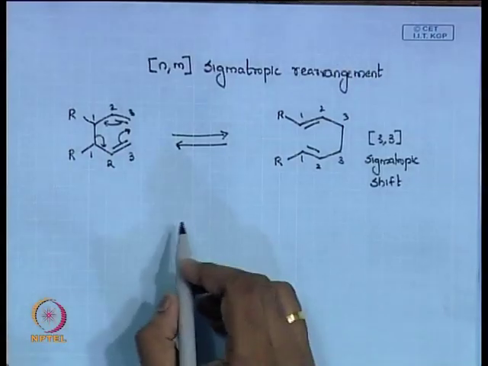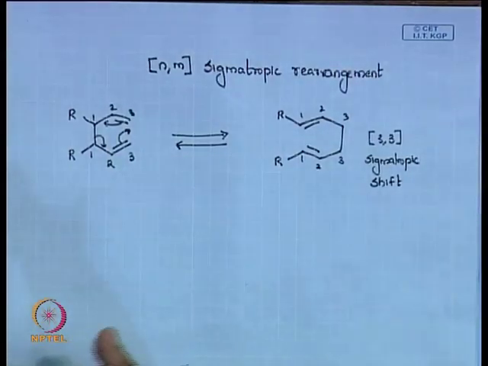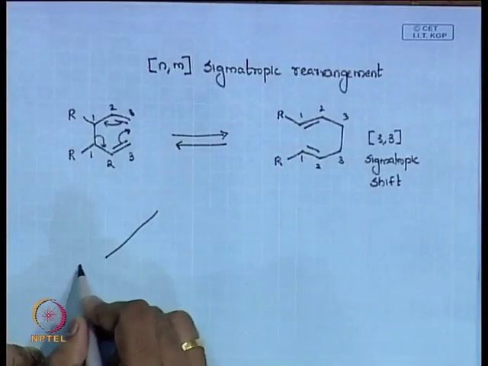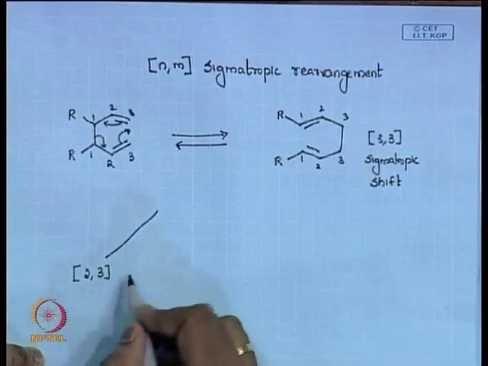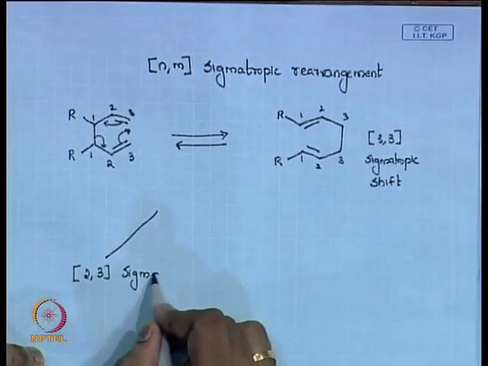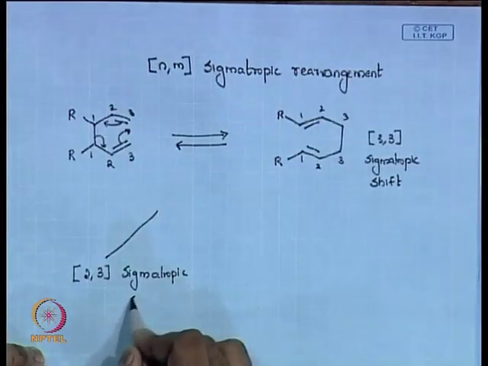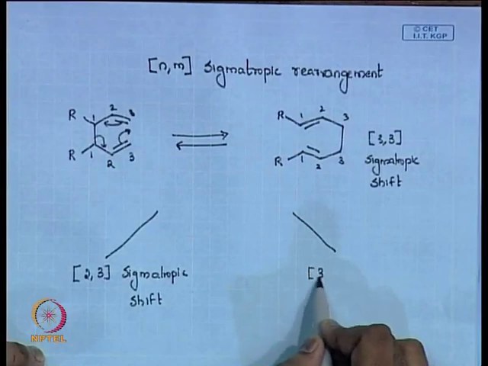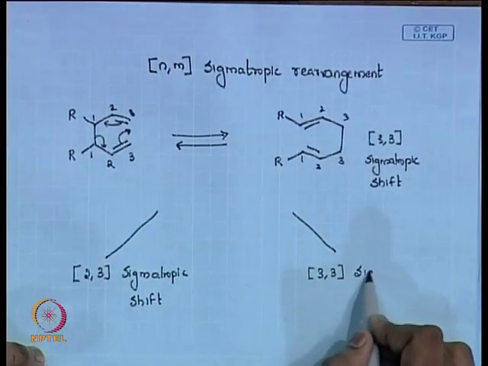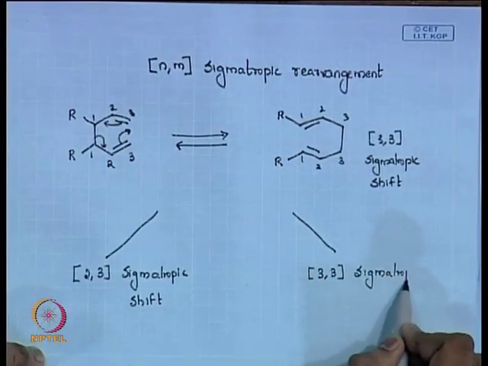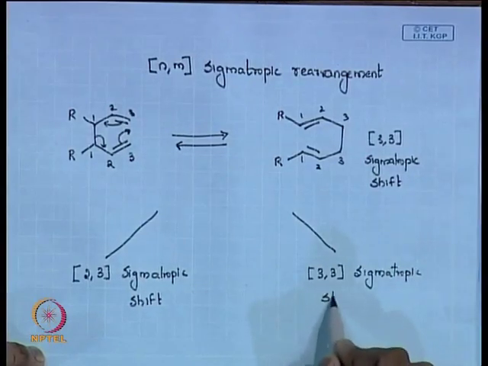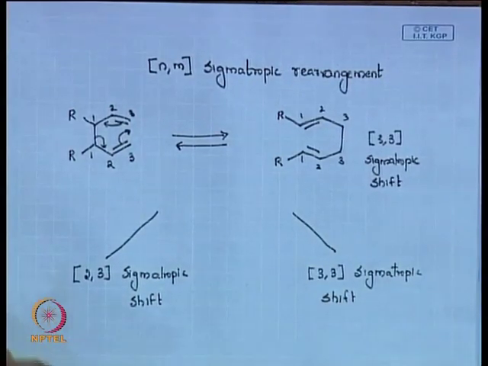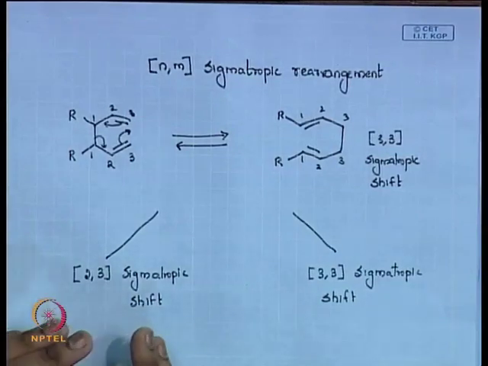So, in n,m sigmatropic shift, we are going to concentrate mainly on two. One is the 2,3 sigmatropic shift, and the other is the 3,3 sigmatropic shift. We will see a few examples on 5,5 and 9,9, but 2,3 and 3,3 we are going to cover more.